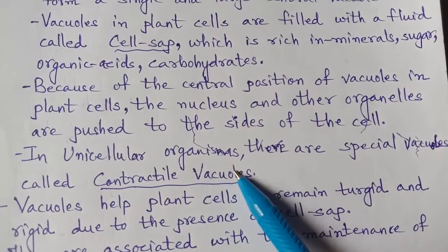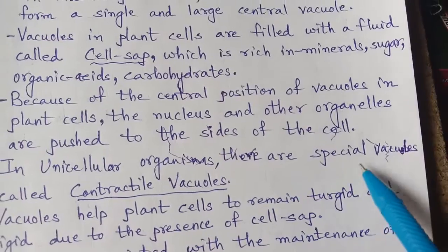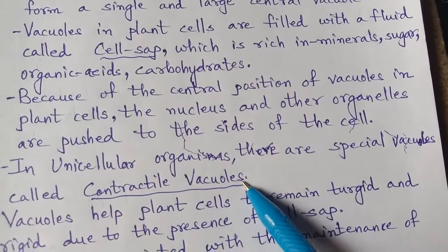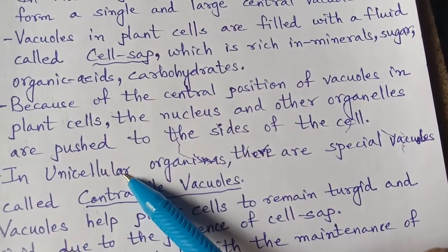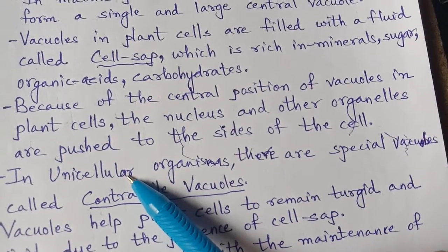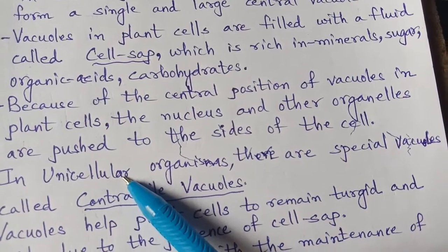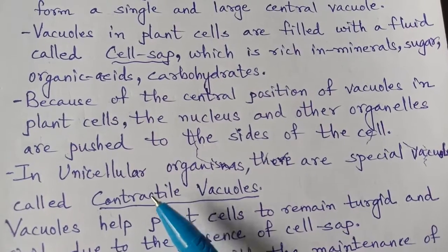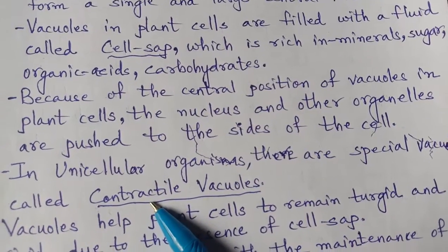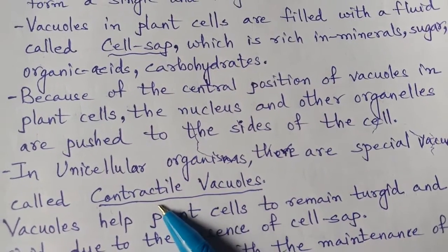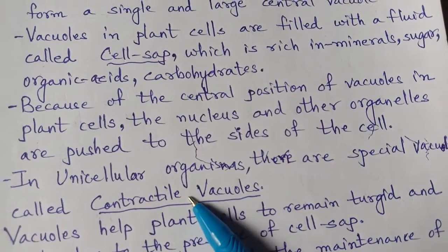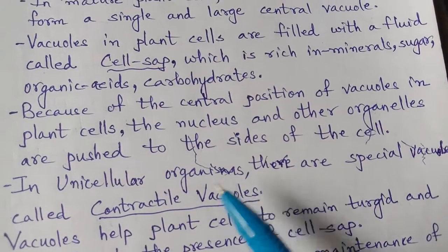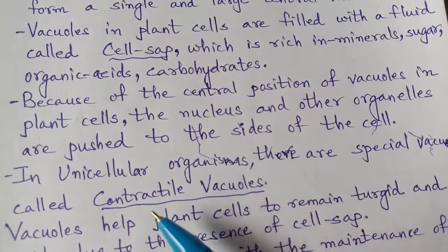In unicellular organisms, there are special vacuoles. They are called contractile vacuoles. Unicellular organisms have only one cell to perform all the processes, and so they have a special type of vacuoles which are called contractile. The word helps us to get the idea that as per the need, the vacuoles contract and expand to make the fluid which is present in it come out and remain in.